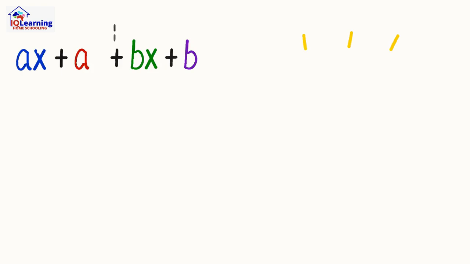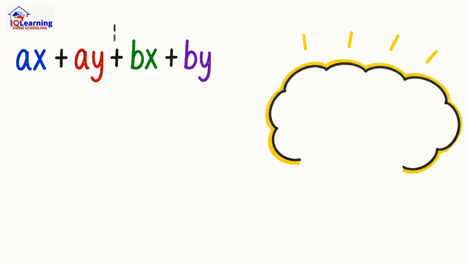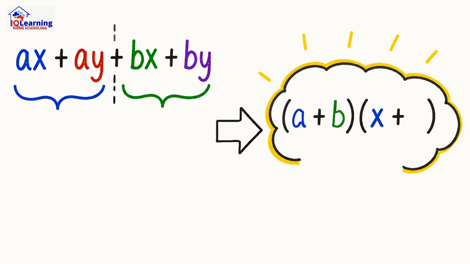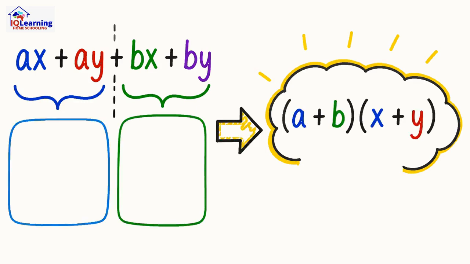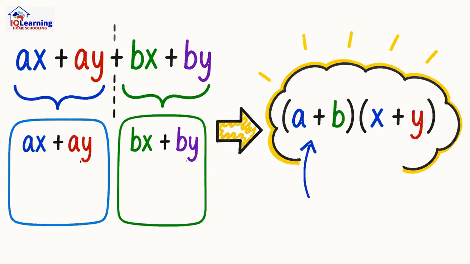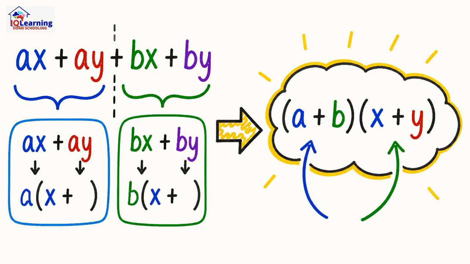First, you encounter an expression with 4 terms. Don't panic. This is a job for grouping. Split the expression in half. Factorize the first pair, then the second. The goal is to make the brackets that remain identical.